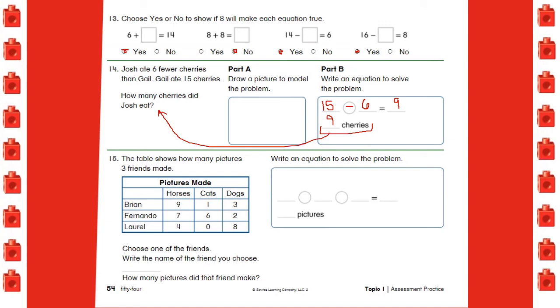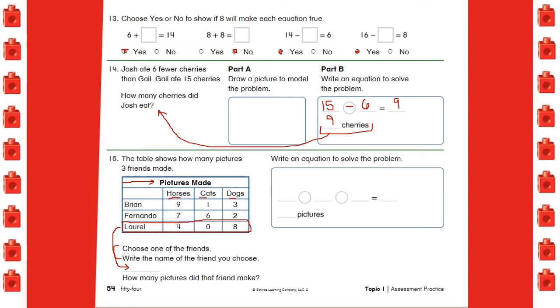And finally, number 15. The table shows how many pictures 3 friends made. Okay, and the table says here, pictures made. And we've got pictures of horses, of cats, and dogs. Choose one of the friends, write the name you choose. So let's say I'm going to choose Laurel. It does not matter which friend you choose. I'm going to choose Laurel, which means I'm looking at this information.